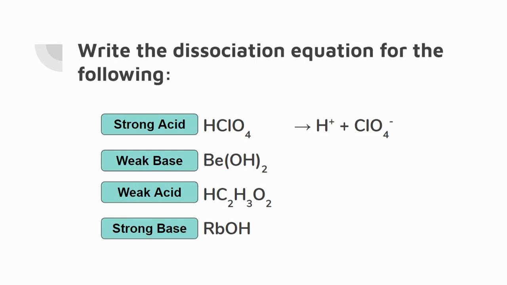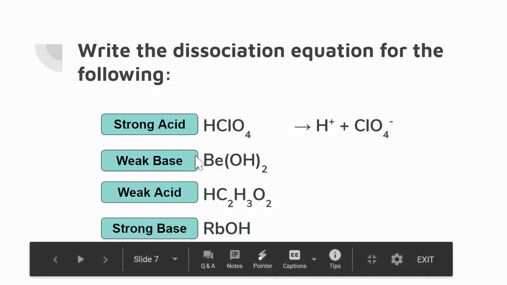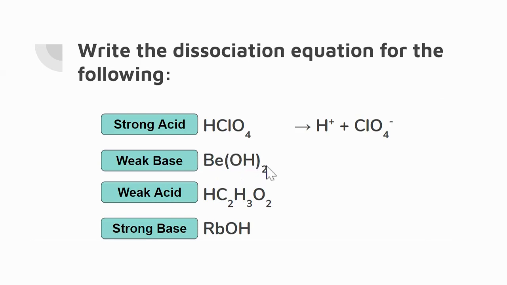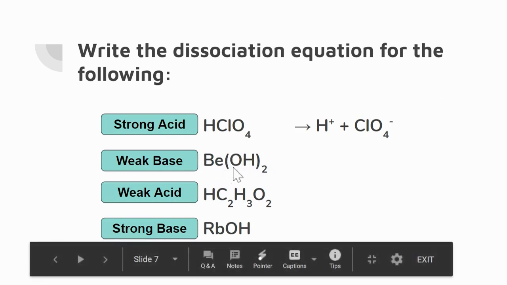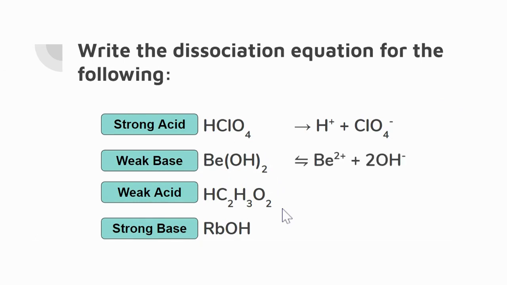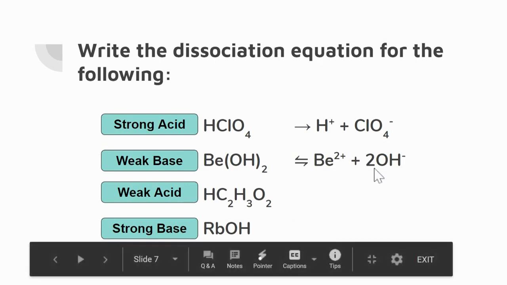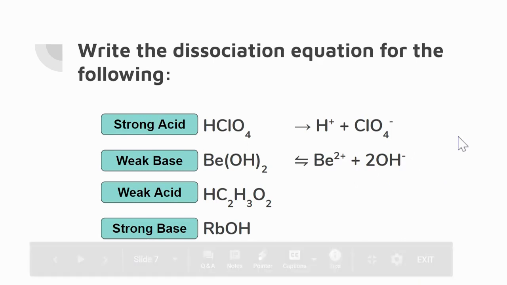But if we look at BeOH2, there is 1 atom of beryllium for every 2 ions of hydroxide, and that's because we use that swap and drop to balance these charges. So when we write this, we're going to use a 2-directional arrow because it's weak, and then we have to put a 2 coefficient here to show that this dissociates into 2 hydroxide ions.